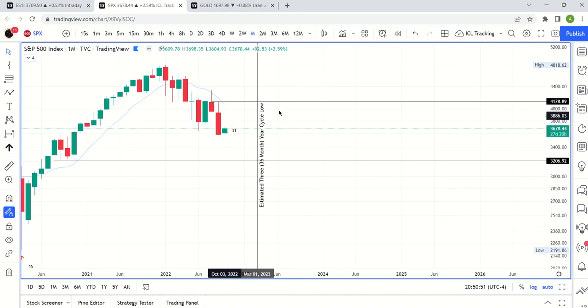But this is a huge range, right? The monthly candle has a high at 41.28. And we just talked about how the weekly candle had a high around the 3,900 area. So we need to get above this 41.29 area, right? This line, to make a monthly swing low.